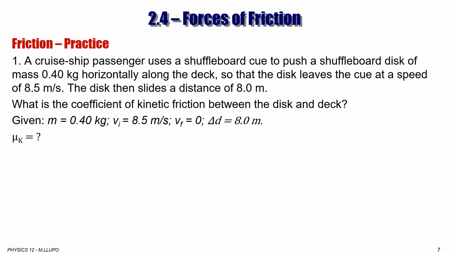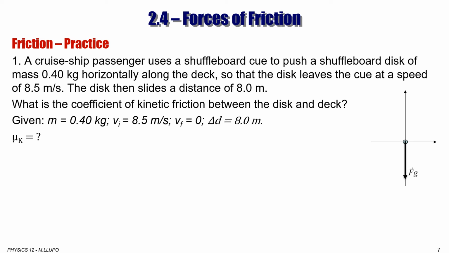So what is given? It's given a mass of the disc, 0.40 kilogram. Initial velocity is 8.5. Final velocity is not given, but it has to come to a complete stop. Okay, so that means that final velocity is 0. And displacement, or distance slid, is 8 meters. So what is being asked is to find the coefficient of kinetic friction.